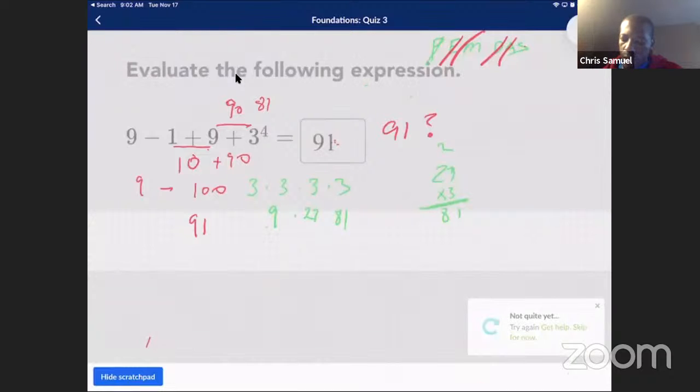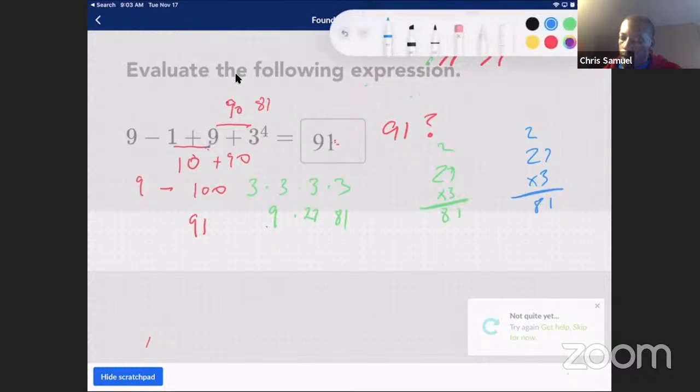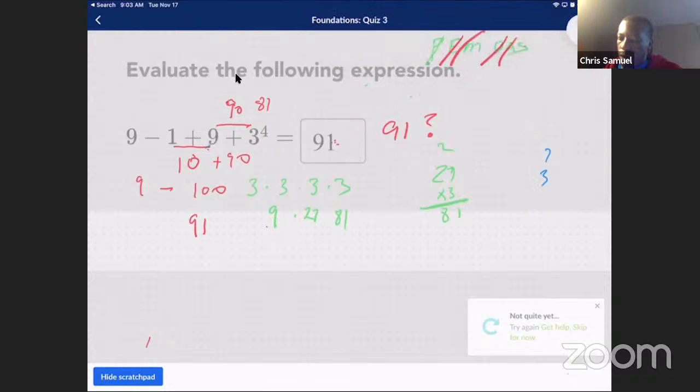If 3 times 3 is 9, 9 times 3 is 27, 27 times 3 is 81. Yeah, it's 81. Oh, I see what I did wrong. This is not 1 plus 9. I'm going to go all the way back here. This is what's wrong.